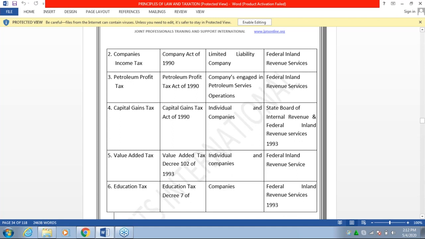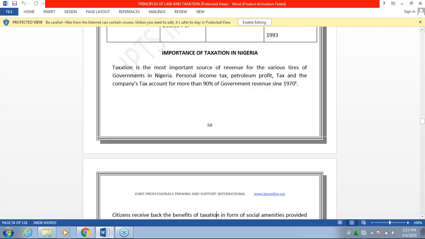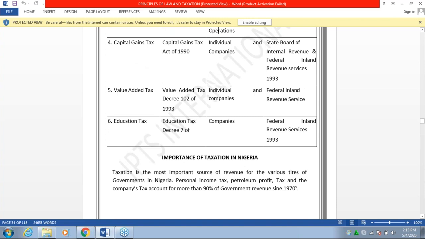Yes, we have value-added tax. The Value Added Tax Decree 102 of 1993 is also related, and it is payable by individuals and companies. That is value-added tax on whatever you have consumed. So it is payable to and collectible by the Federal Inland Revenue Service. Then there is another one we call the education tax. Yes, we have the Education Tax Decree, Decree number 7 of 1993, or 1990 rather. That is payable by the companies on behalf of their staff, and it is collectible by the Federal Inland Revenue Service.